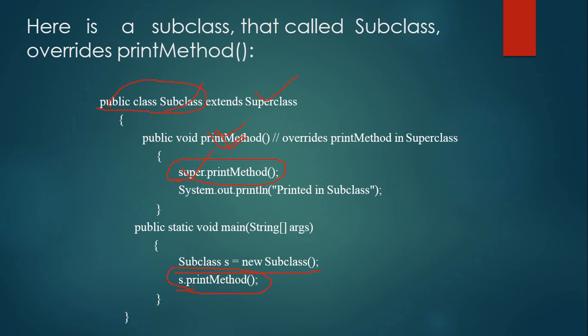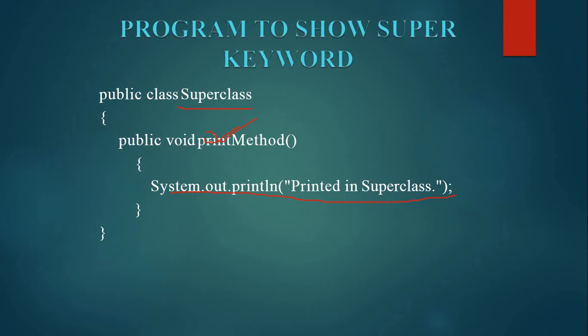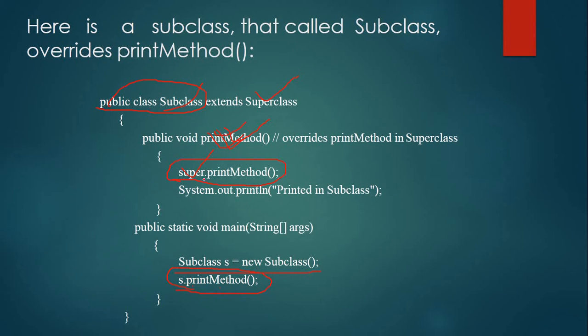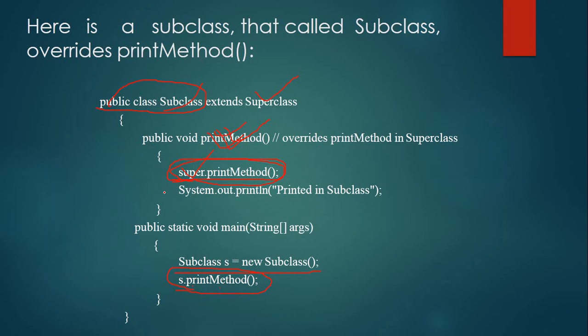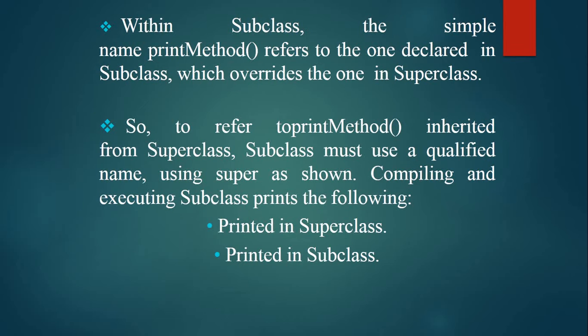So the subclass method will override the first print method, so it will be called, and it will also call the method of the superclass within it using super.print. So first of all, the method in the superclass will print. After it, our second statement prints "printed in subclass". So with this call, both methods will be called and it will print two lines: first "printed in superclass", second "printed in subclass".